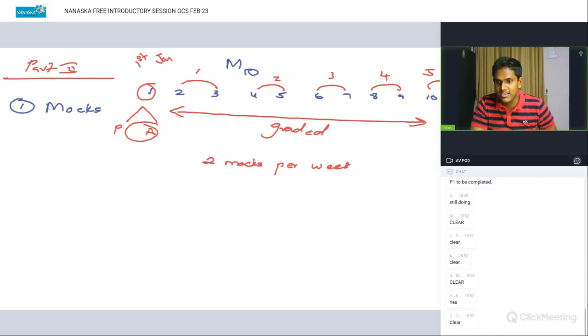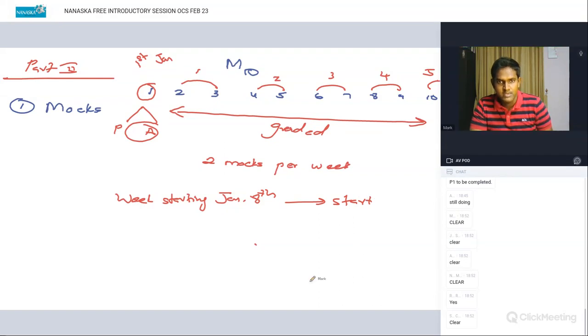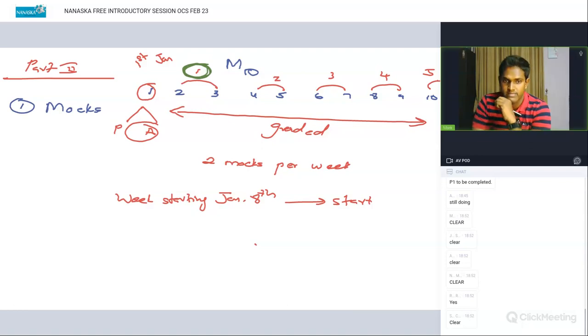Right? So your exam week is February 8 to 10th. That is the second week of February. So before that, 1, 2, 3, 4. Right. So from the week starting Jan 8th, we need to start. So the week starting Jan 8th will be this, where you have to complete mock 2 and 3.